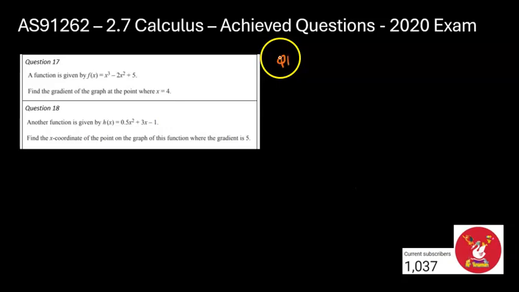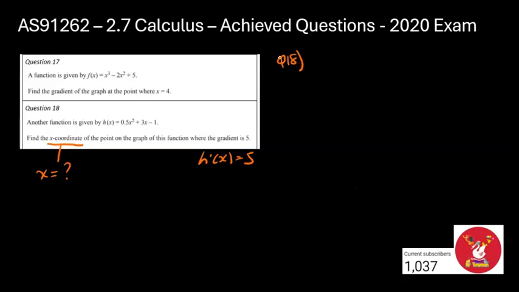Okay, we are now on to question number 18, and we've got another function given by the function h(x), and we've got it over there. Find the x coordinate. So that's a little bit different to normal. Normally they ask you for the full coordinate, but here we're just looking for the x number. So x is equal to what is going to be our final answer. So find the x coordinate of the point on the graph where the function has a gradient of 5. So gradient of 5. We know, because we're dealing with h(x), at some point h dash x will be equal to 5, and that will be involved in our maths.